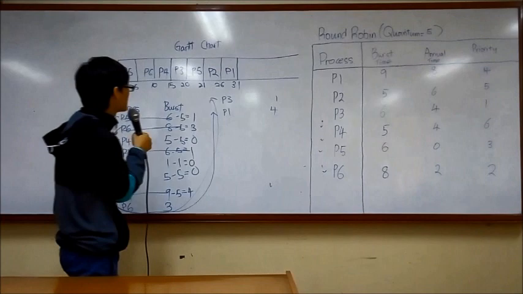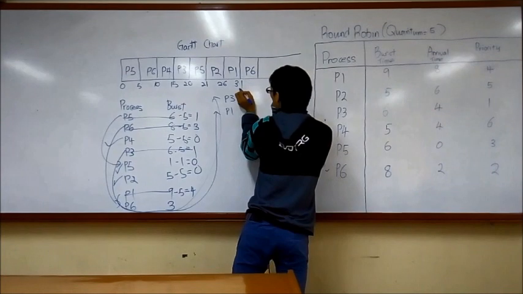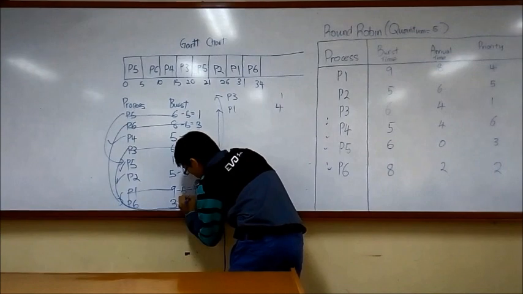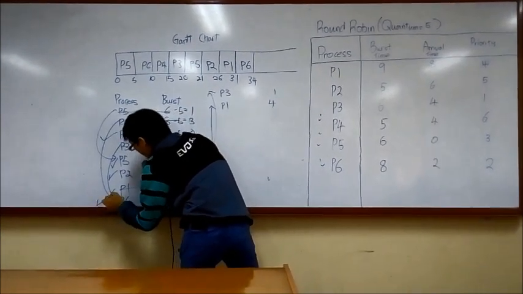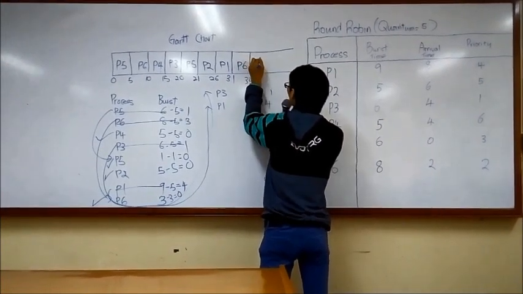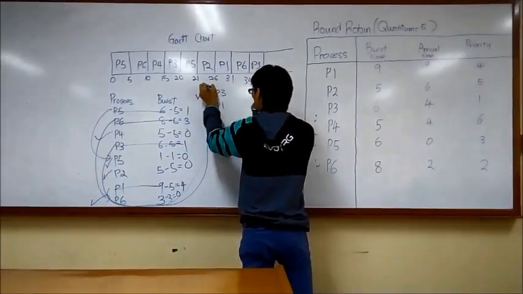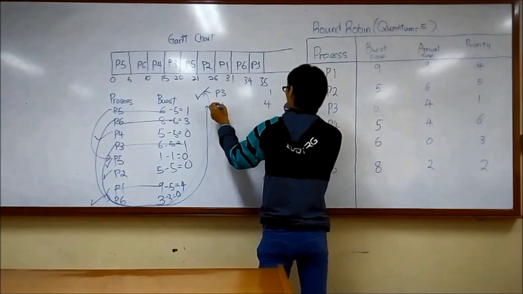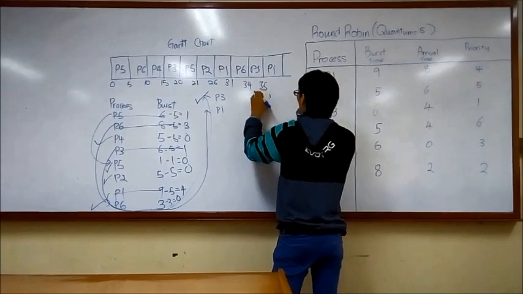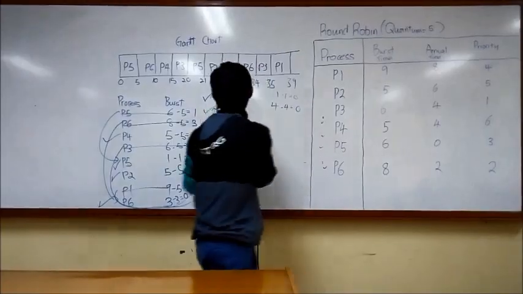Now we proceed to P6. The P6 burst time is 3, so we do 31 plus 3, which is 34, and 3 minus 3 equals 0. The process P6 is done, and we proceed to P3. The burst time is 1, so 34 plus 1 is 35, and P3 is done also. The last process is P1, with 4 left. We get 35 plus 4, which is 39, and 4 minus 4 equals 0. P1 is done also.